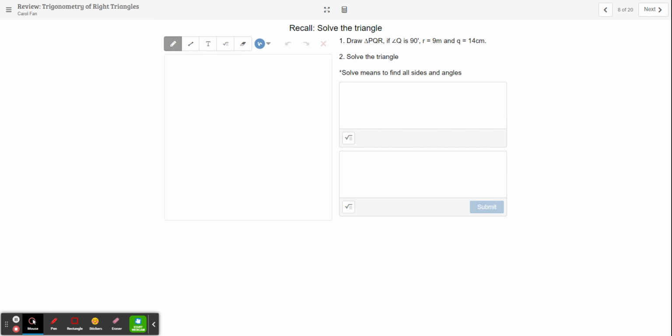Okay, here's another question where we're asked to solve the triangle. We're going to draw triangle PQR. Angle Q is 90 degrees. Little r is 9 meters and little q is 14 meters. Solve the triangle. Find all angles and sides. Right, let's draw our triangle.